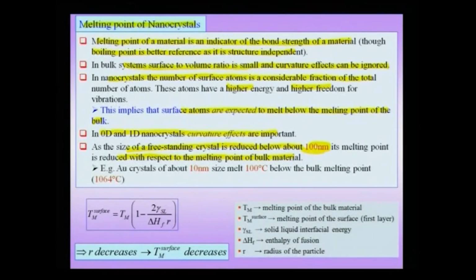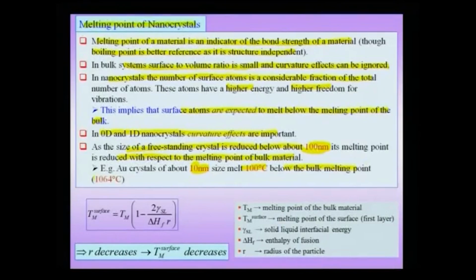In fact, experiments have shown that gold crystals about 10 nanometers in size melt about 100 degrees below the melting point of the bulk. So, there is a considerable depression in the melting point when you go to nanoscale, and for that we really have to go to small sizes like about 10 nanometers, and the bulk melting point of gold happens to be 1064 degrees Celsius.